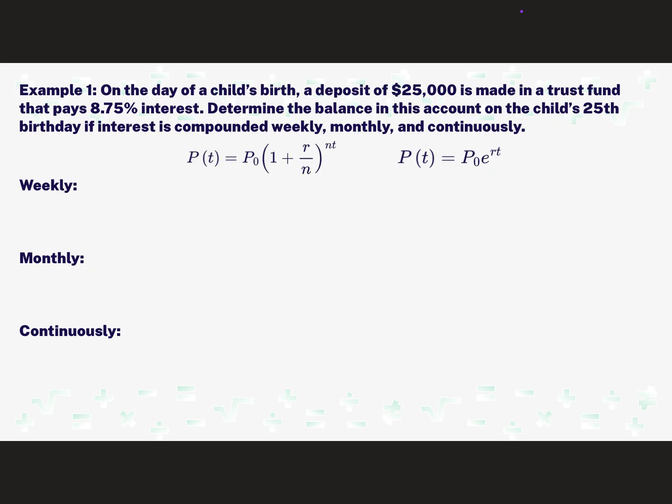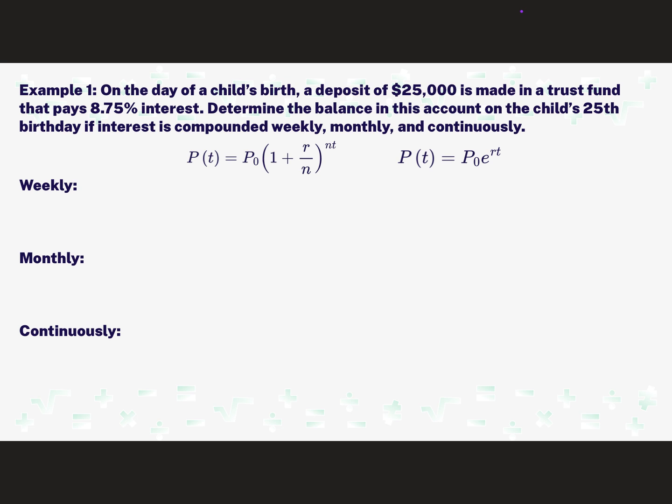So to practice these two, we're going to look at a scenario where we deposit the same amount of money into an account for the same amount of years, but our interest is going to be calculated differently. Our scenario here says, on the day of a child's birth, a deposit of $25,000 is made in a trust fund that pays 8.75% interest. Determine the balance in the account on the child's 25th birthday if the interest is compounded weekly, monthly, and continuously.